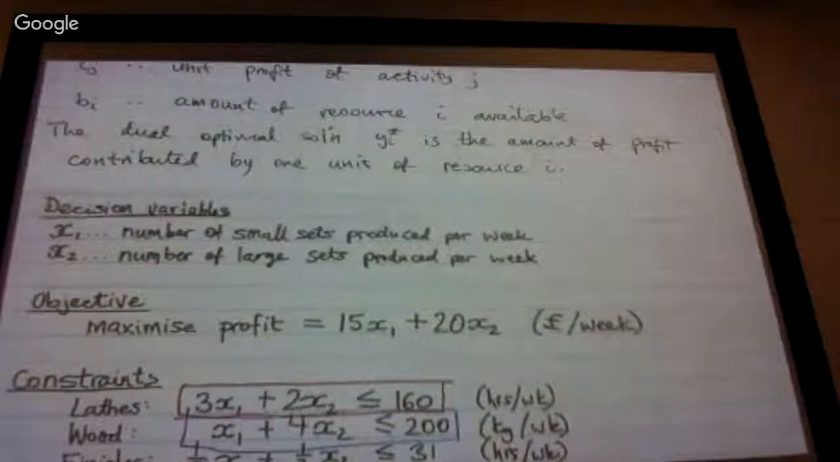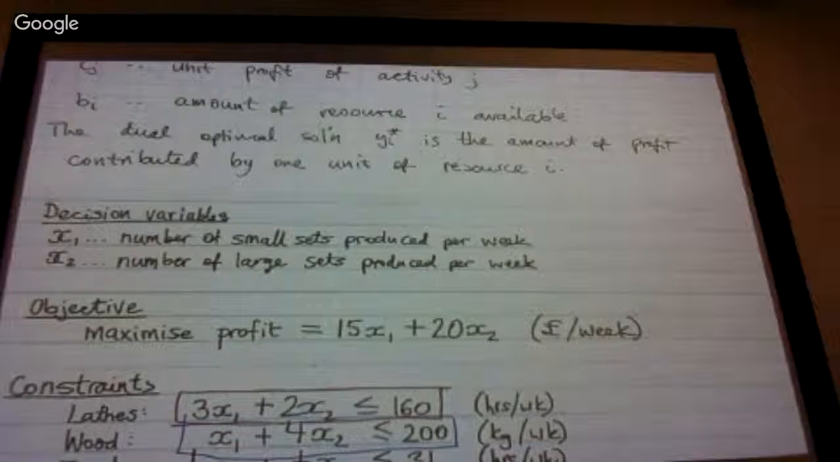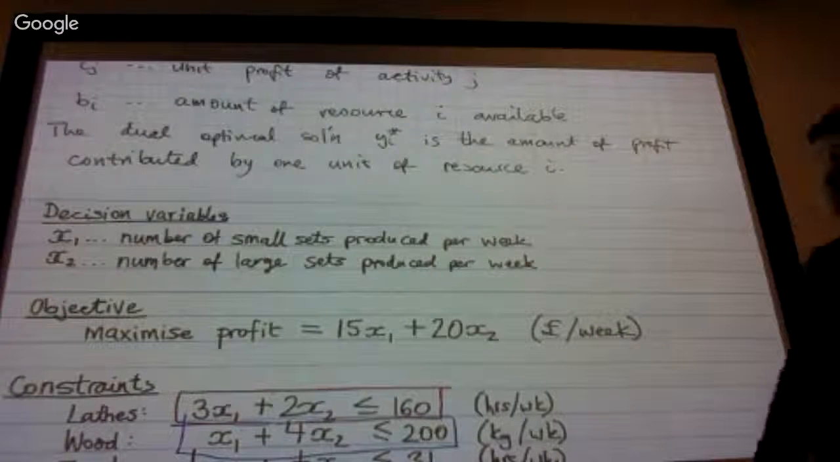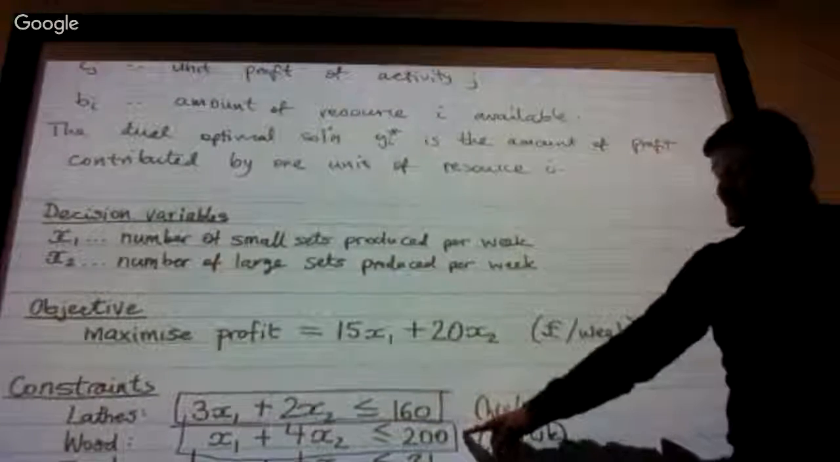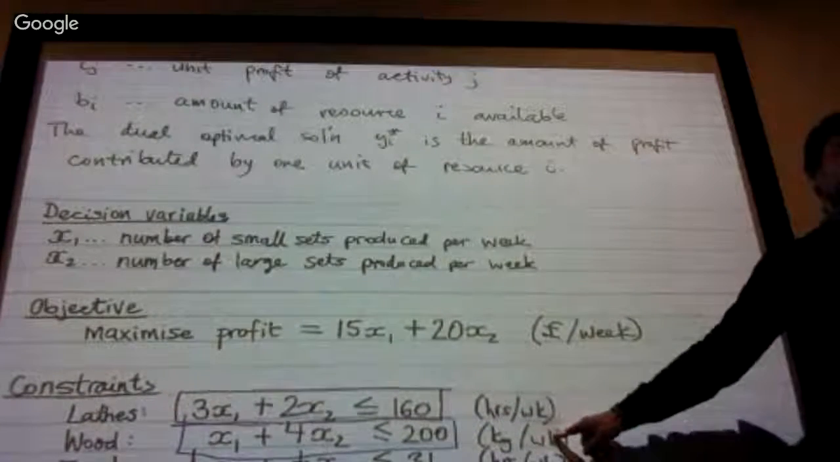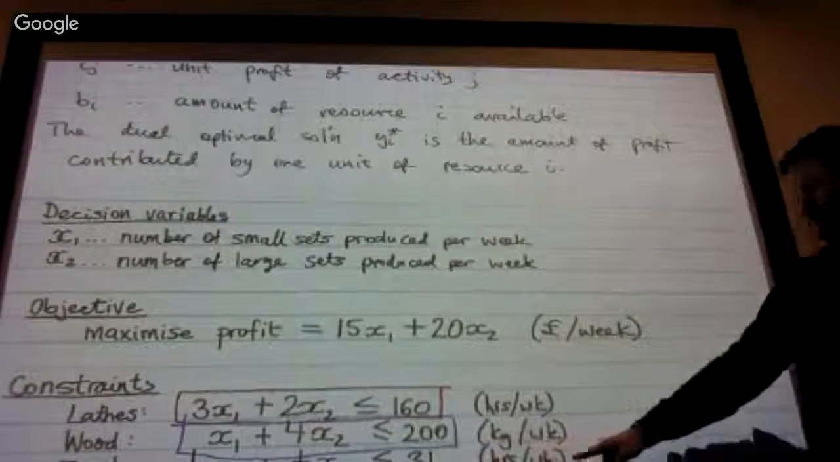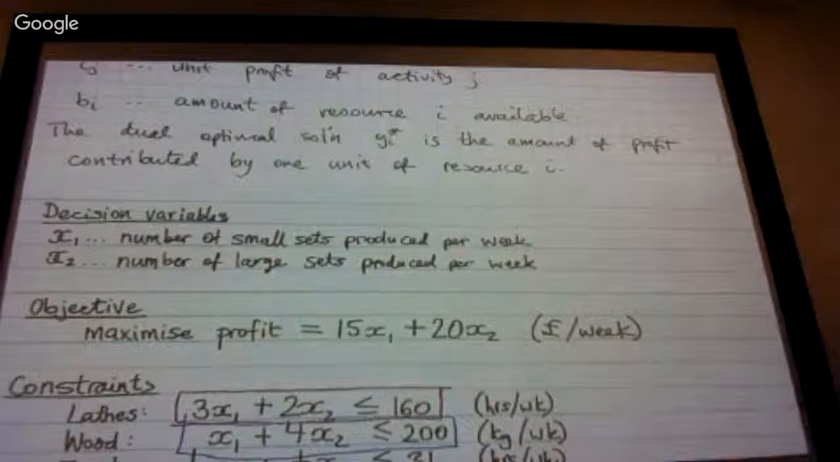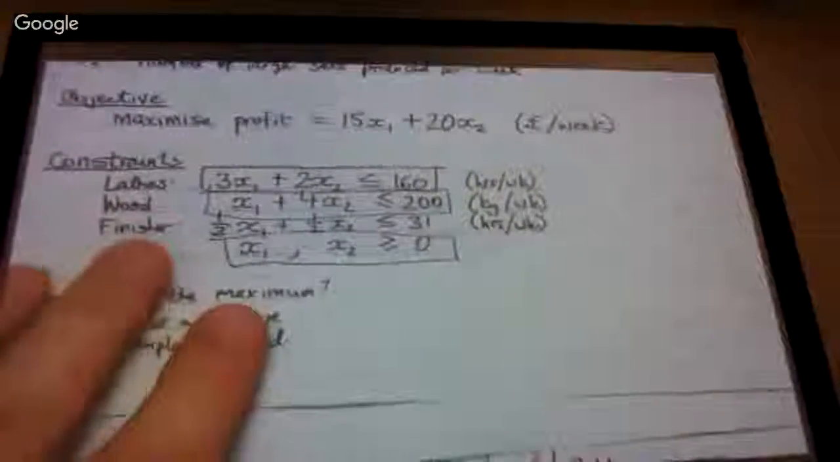Do you remember the chess problem? It's like this. The three resources we had in this example were the lathes, the wood. We only had 200 kilos of wood every week. We had 31 hours of finishes time per week. And when we found the optimal tableau, it looked like this.